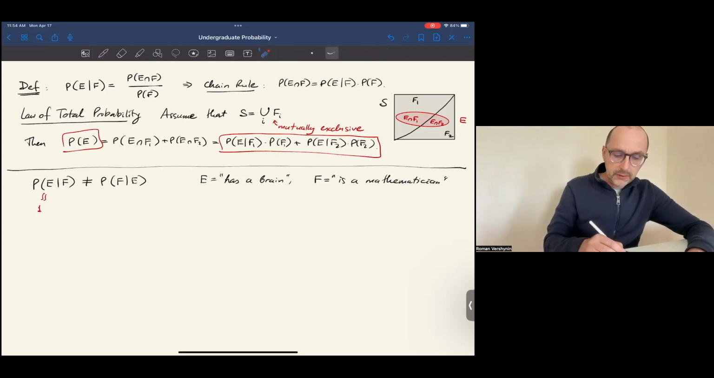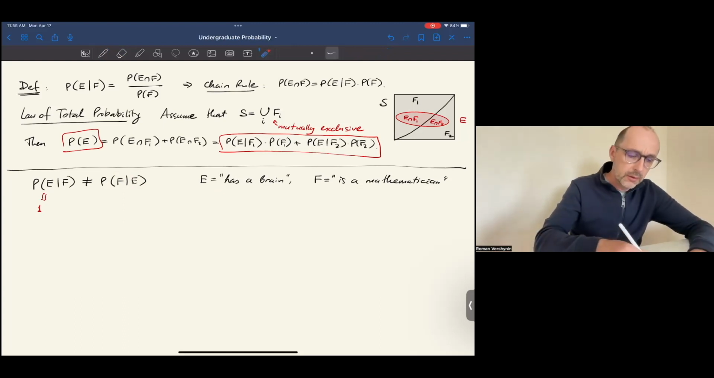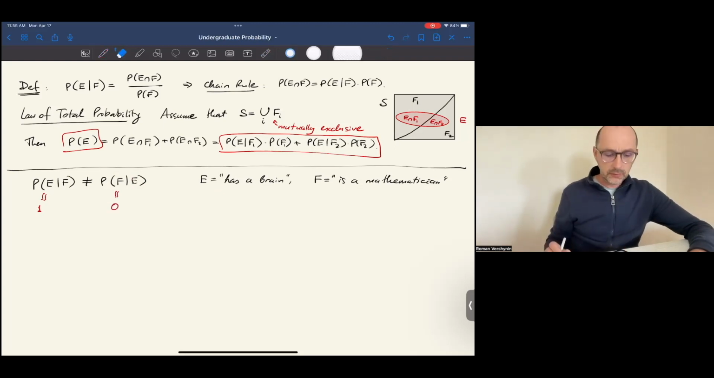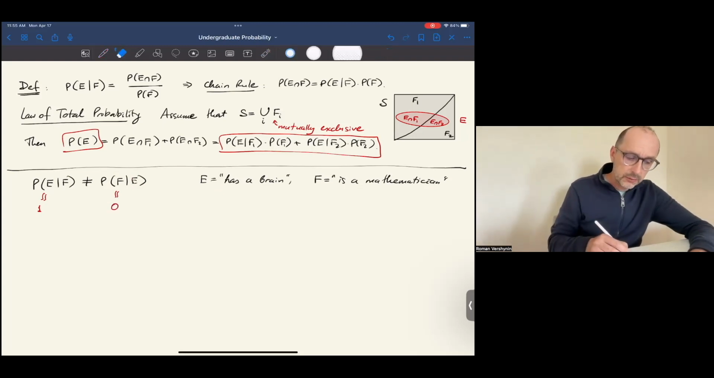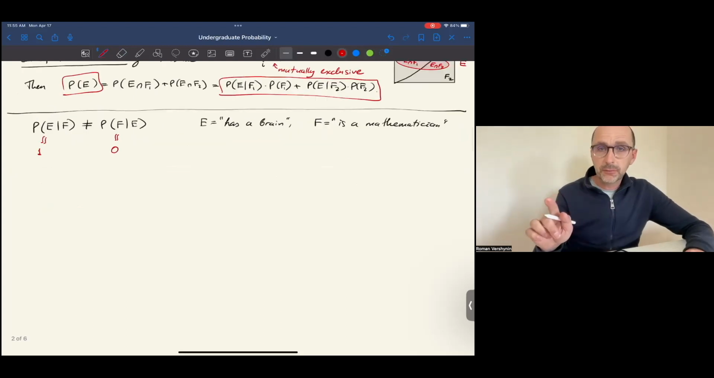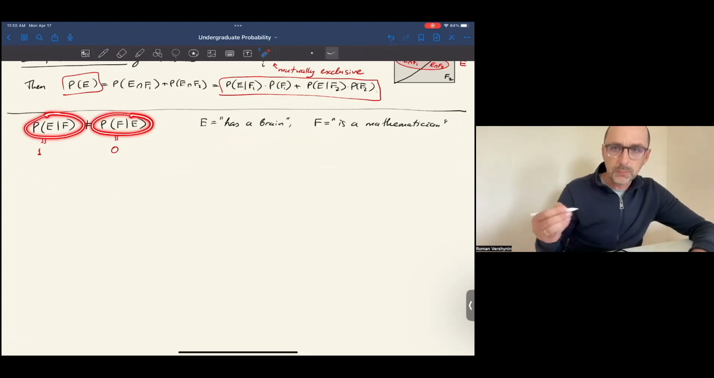In the right-hand side, on the other hand, if someone has a brain, what is the probability that he or she is a mathematician? Not everyone who has brains are mathematicians. In fact, very few of us are mathematicians out there. So this probability is nearly 0. And that illustrates why you cannot trivially swap the order of conditioning. Bayes' formula provides us with a correct way to swap the order of conditioning.